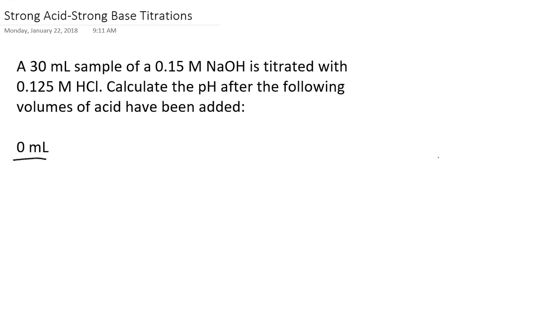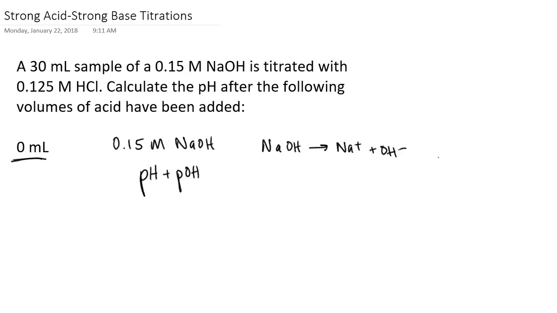And so, in order to calculate the pH prior to adding any acid at all, basically all I have is just 0.15 molar sodium hydroxide. And so, we've done these types of calculations before. We know that sodium hydroxide is a strong base, and so it dissociates completely to sodium ions and hydroxide ions. And if I'm going to find the pH, then what I'm going to need to do is make use of the relationship that the pH added to the pOH at 25 degrees Celsius is equal to 14. And so I'm going to need to take 14 and subtract the pOH from it.